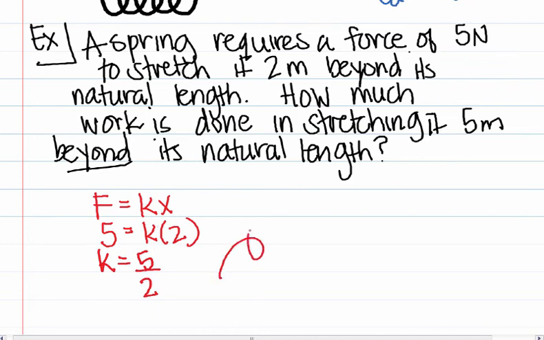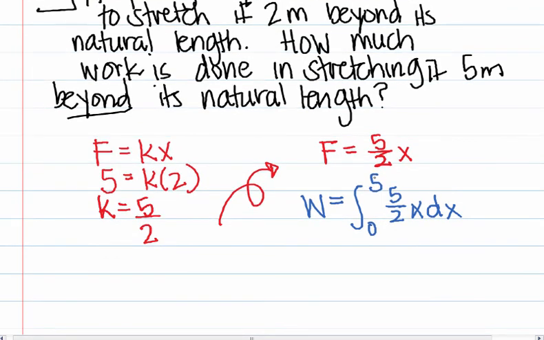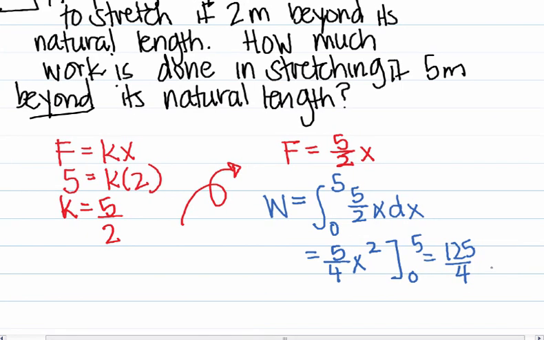So since my k equals 5/2, I can write my force equation as F equals 5/2 x, and then I can calculate the amount of work it's going to take to stretch it 5 meters beyond its natural length. So that means I have W equals the integral from 0 to 5 of 5/2 x dx. So from 0 to 5, because 0 is the distance from its natural length to 5 meters beyond it. So again, this is a fairly simple integral. So this is 5/4 x squared from 0 to 5, and you're going to get 125 over 4 Newton meters.